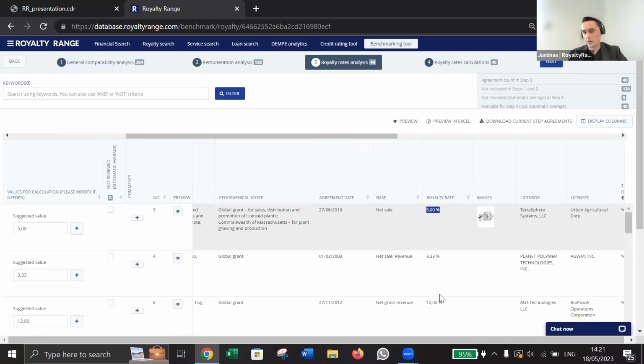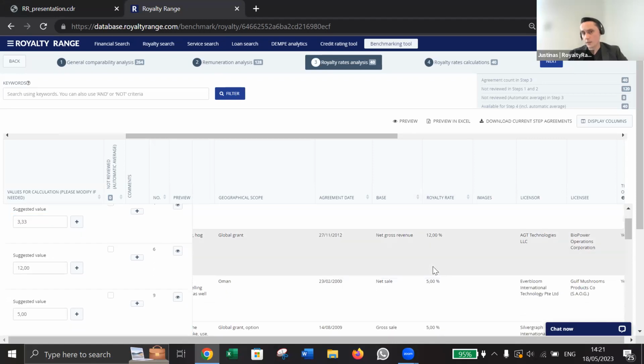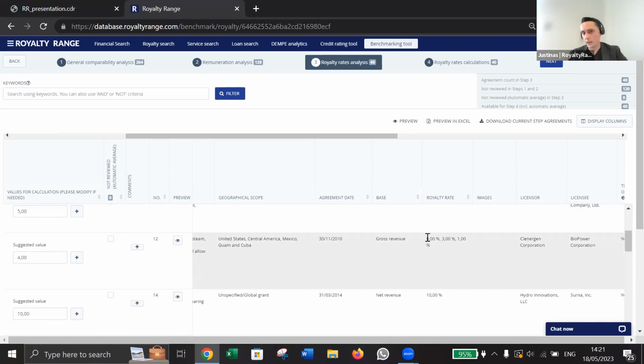So some agreements like this one have a 5% royalty. And the decision is very simple. We will use 5% for the calculations. More interesting are the situations like this, where one agreement has multiple royalty rates, like 8, 3, and 1%.